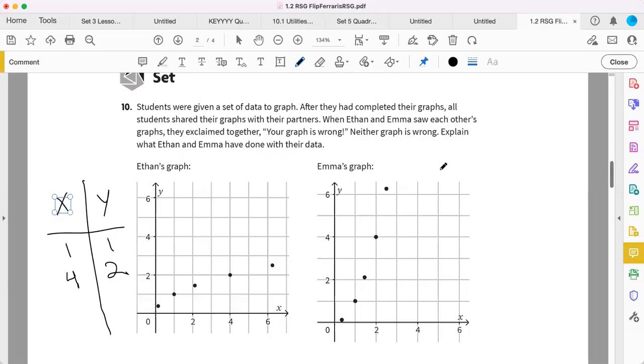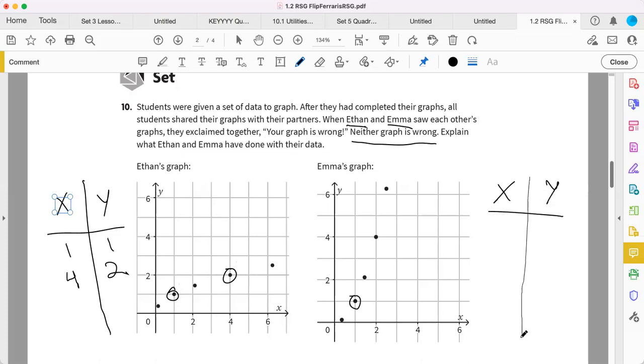So welcome to the set. Problem 10. You have these two, Ethan and Emma. They saw each other's graphs and exclaimed together, your graph's wrong. And they're saying, the integrated lords, that neither graph is wrong. So we're explaining what Ethan and Emma have done with their data. So I know from Ethan's graph, we have this point (1, 1), this point (4, 2). There are other points, but those deal with fractions, and who's got time for that right now? So we know those points are there, but what do we notice about Emma's graph?